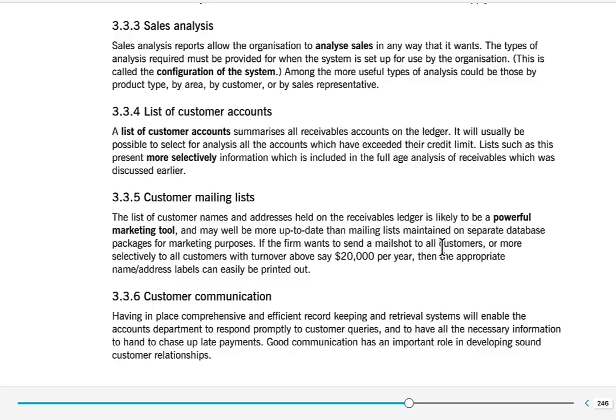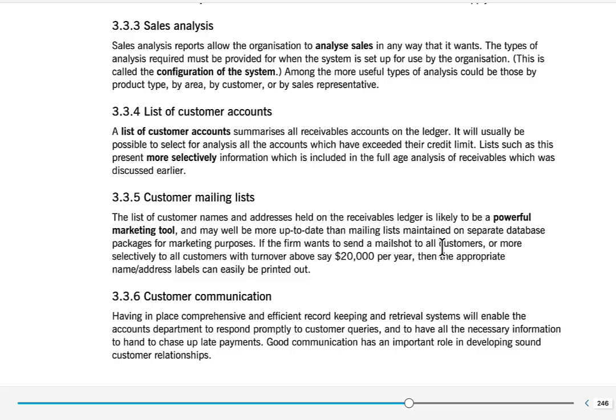What a customer mailing list is. A customer mailing list is a report that contains the contact details of customers held in the receivables ledger, such as customer name, address, and sometimes phone number and email address, if the system stores them. The idea is simple. The receivables ledger already holds customer details, so the business can use the system to produce an accurate list quickly. Teacher talk moment. If the customer record is updated regularly, the list is likely to be up to date. That is why the book says it can be a powerful tool.